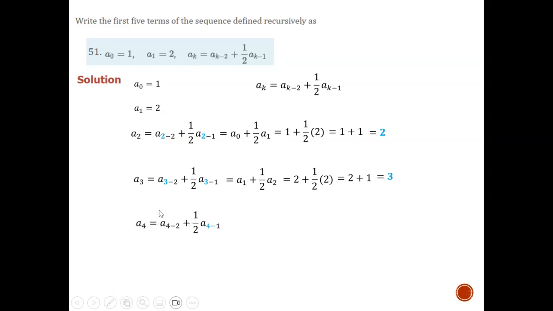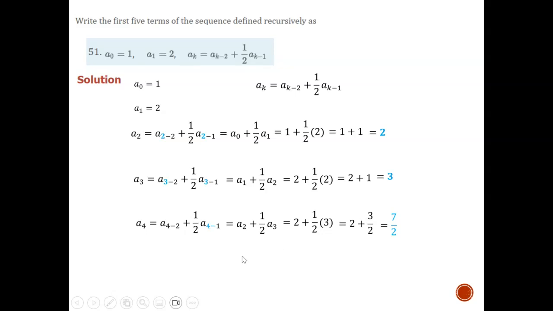Okay, now A4 will be A to the 4 minus 2 plus 1/2 A to the 4 minus 1. So it's going to give us A2 plus 1/2 A3. So guys, what we're doing here, we're using the previous ones. Okay, the 2 is going to go first. A2 is 2, and A3 is going to be 3. So we're going to plug them in there. So it'll be 2 plus 1/2 times 3, which gives us 2 plus 3 over 2. I believe it will give us 7 over 2.